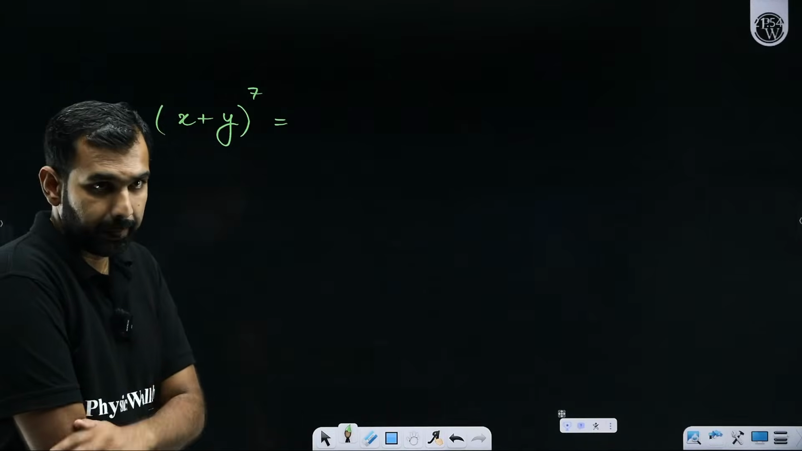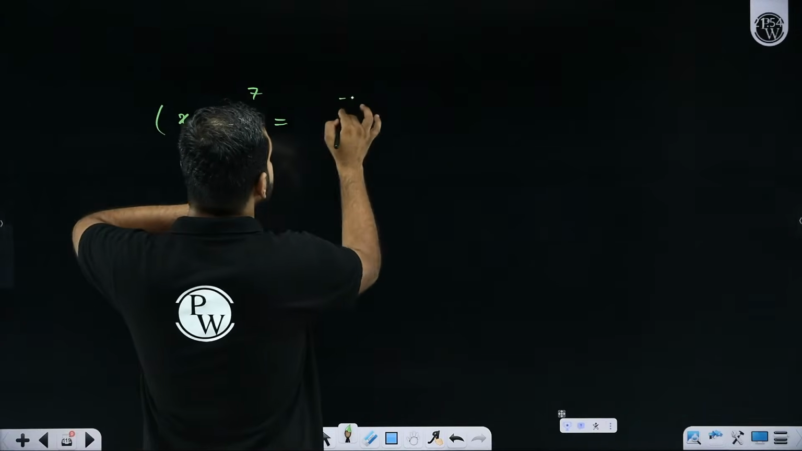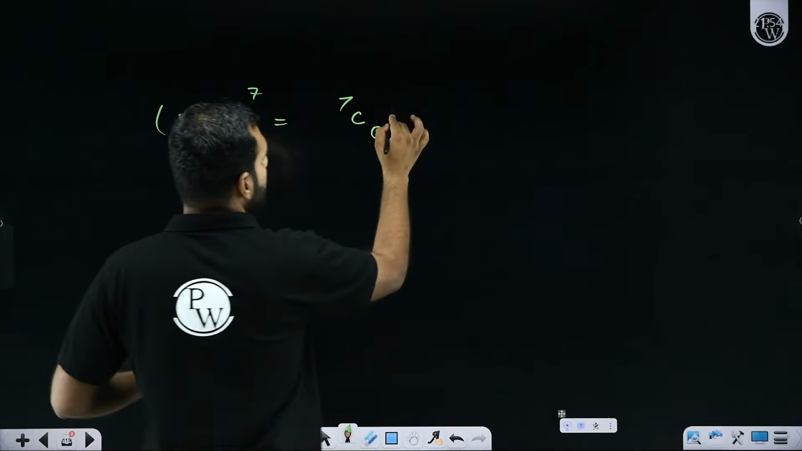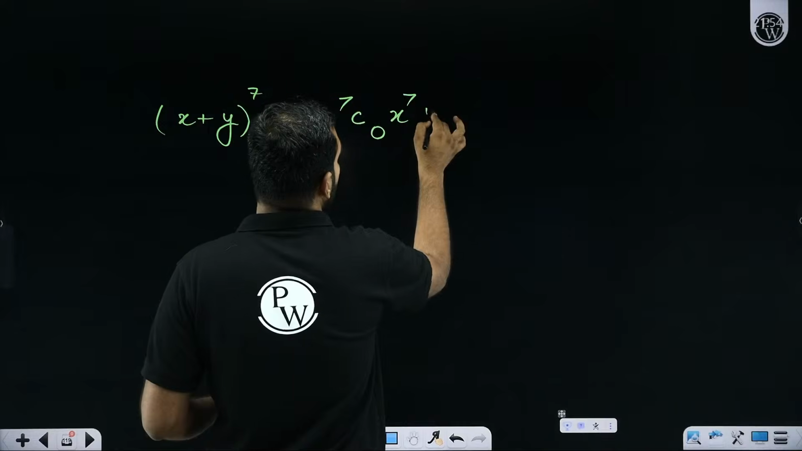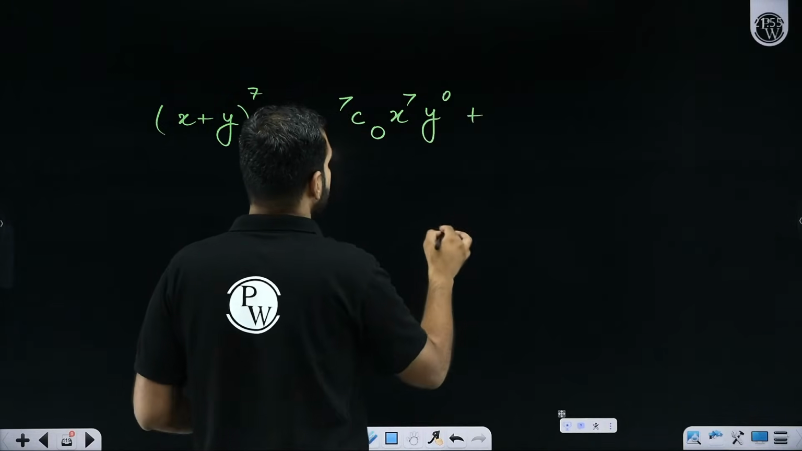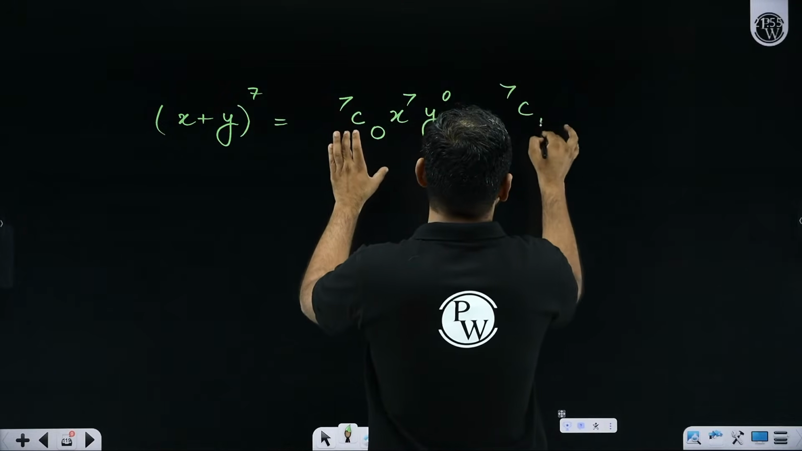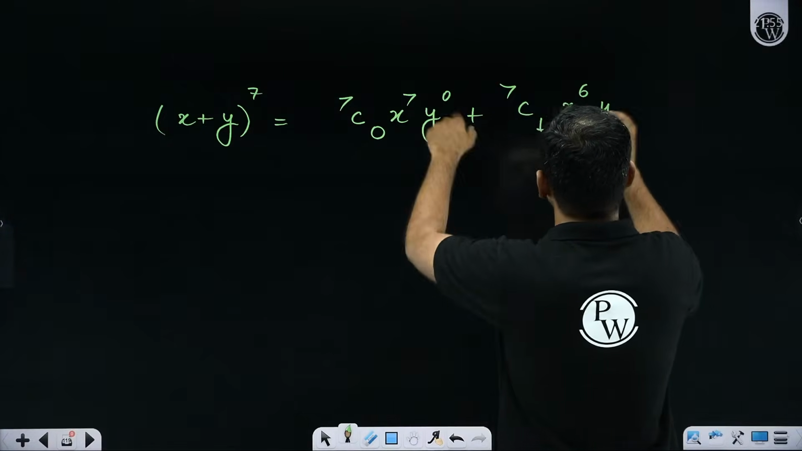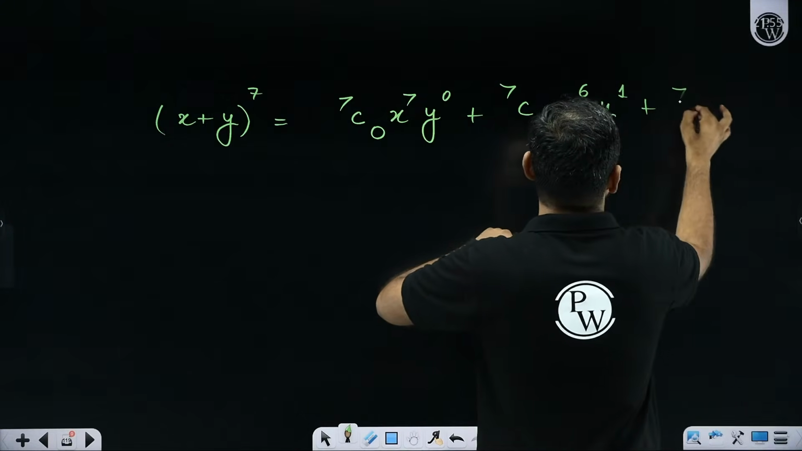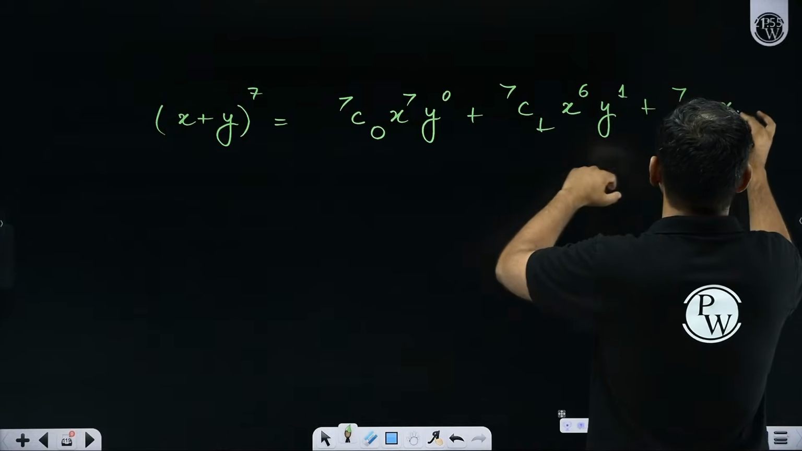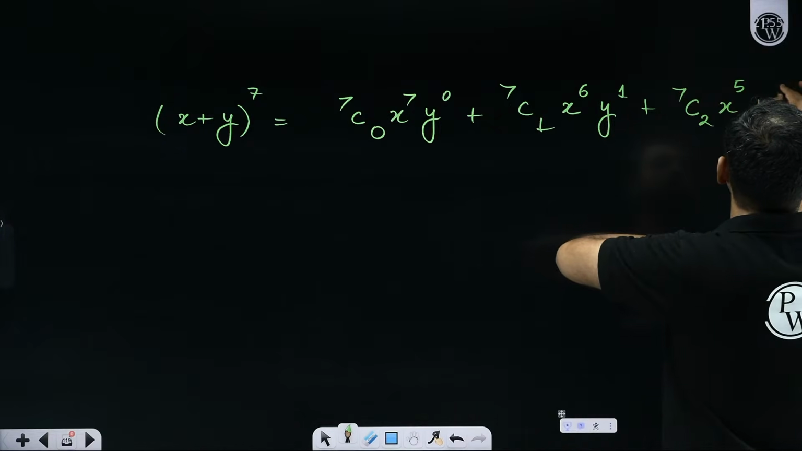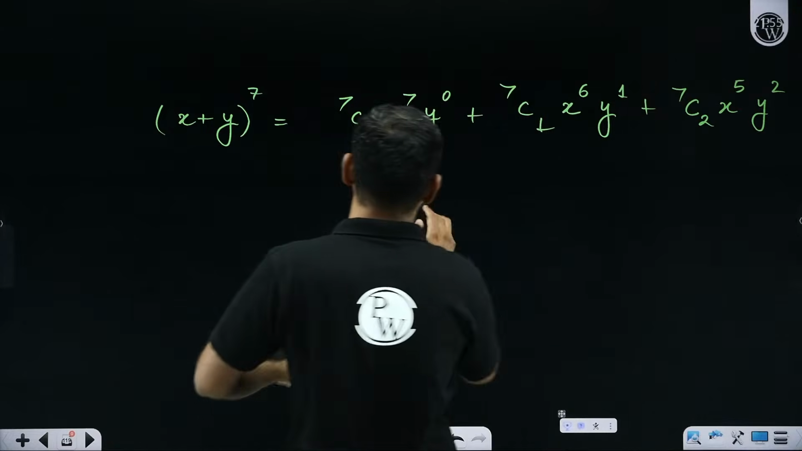Then what does it say? It says you write 7c0 first. This x you raise to the power 7, y you raise to the power 0, plus. Now you write 7c1, x from 7 becomes 6, y from 0 becomes 1. Next term will be 7c2, x to the power 6 minus 1, 5, and 1 plus 1, 2, and so on, and so on, and so on.